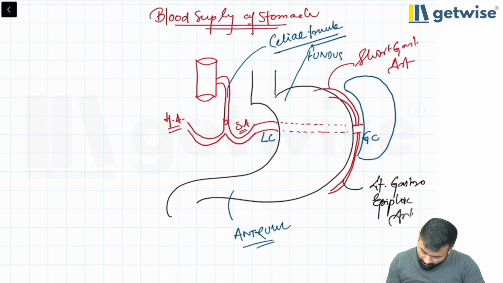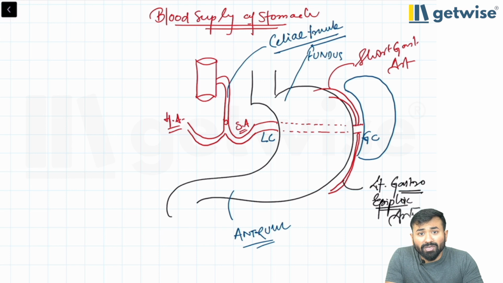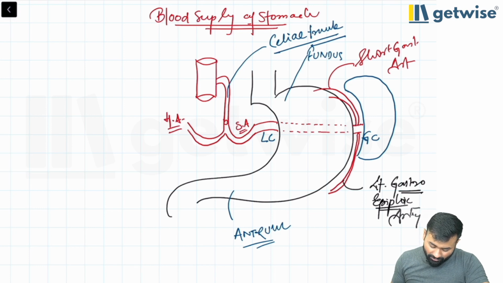Why is it called gastroepiploic? Because it supplies the stomach, and epiploic means the omentum. So it is near the omentum as well, between the stomach and the omentum. So it is called the gastroepiploic artery, and it is the left one.